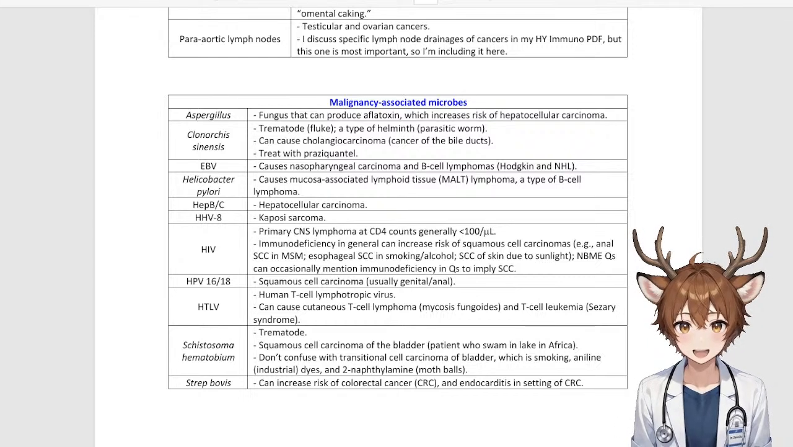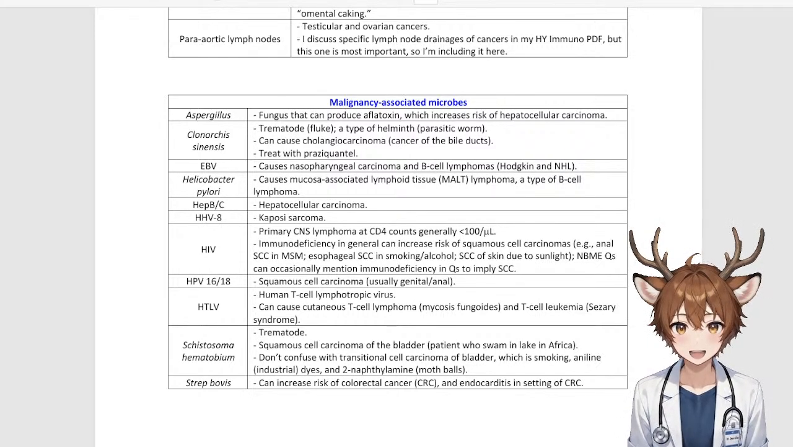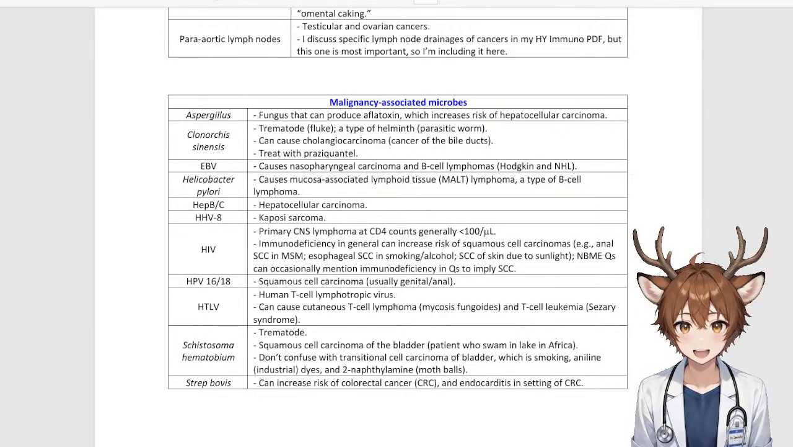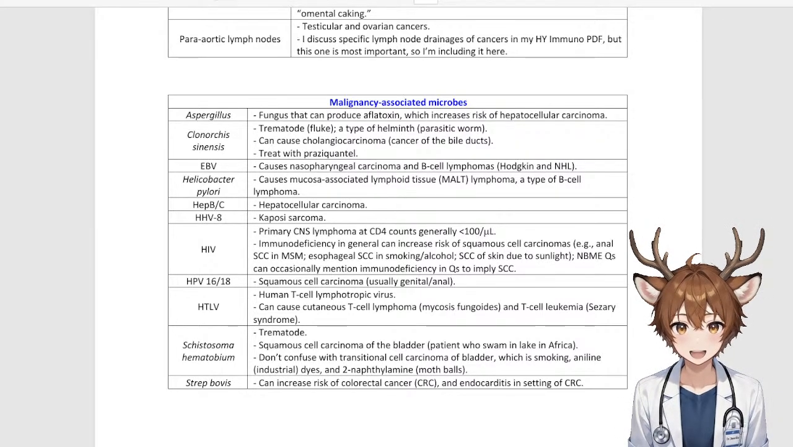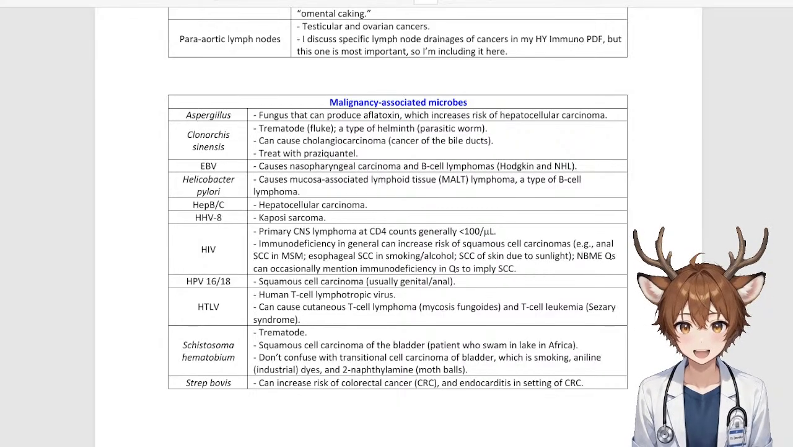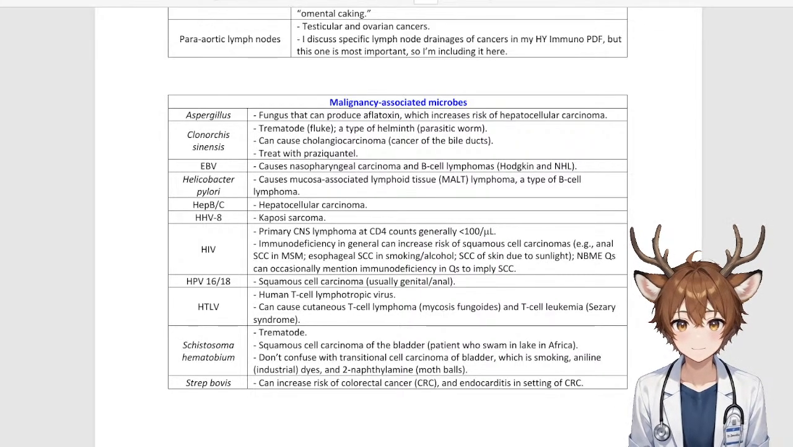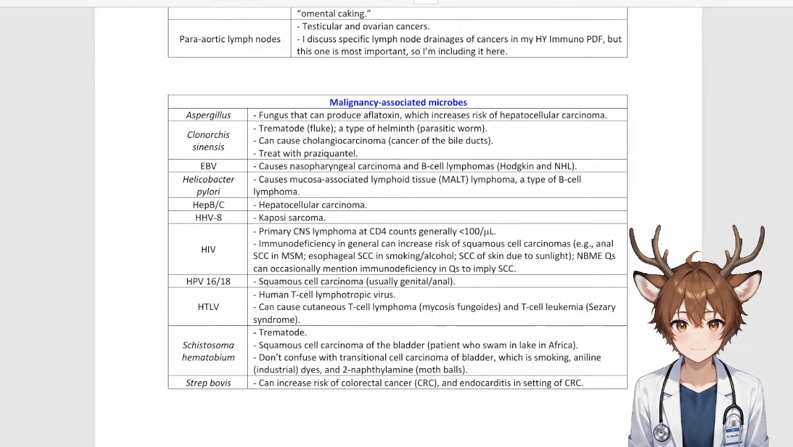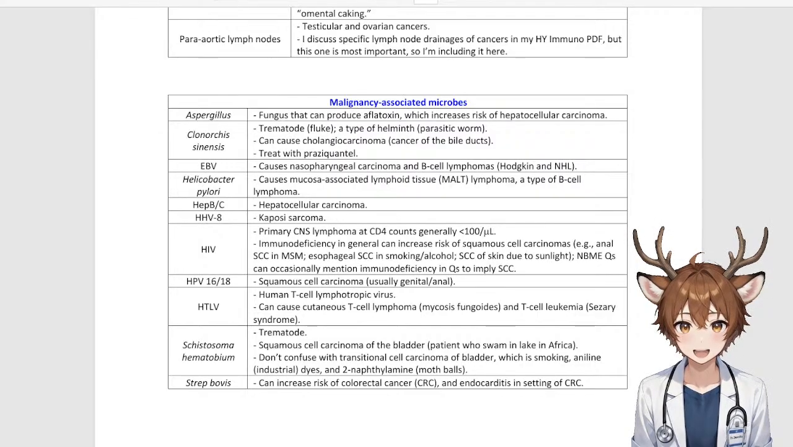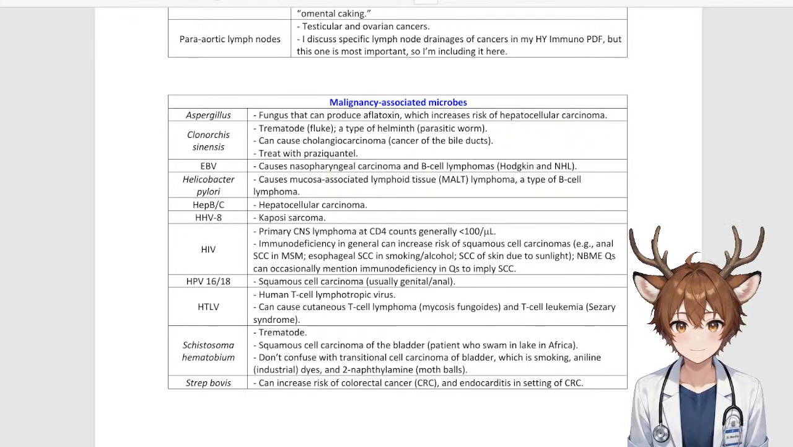Immunodeficiency in general can increase the risk of squamous cell carcinomas, that is to say, anal squamous cell carcinoma and MSM. Again, MSM means men who have sex with men. Esophageal squamous cell carcinoma and smoking/alcohol. Squamous cell carcinoma of the skin is due to sunlight. NBME questions can occasionally mention immunodeficiency to imply squamous cell carcinoma. HPV 16/18, squamous cell carcinoma, usually genital or anal.